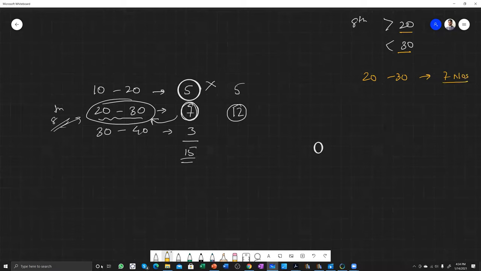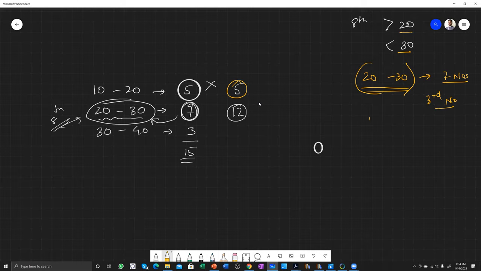So the gap is 10 by 7, or each number corresponds to 10 by 7. Is that okay? So let's say there are 7 numbers and I need to go to the third number in this gap. Why? Because 5 are already taken. So I get the median, the third number in this gap which has been divided into 7.